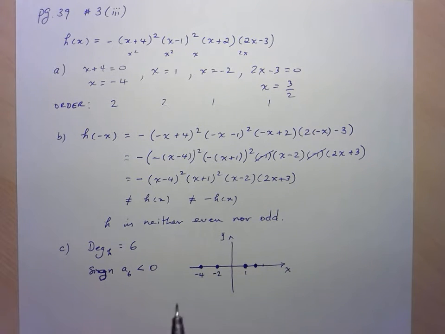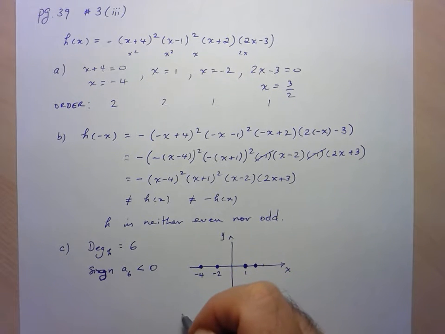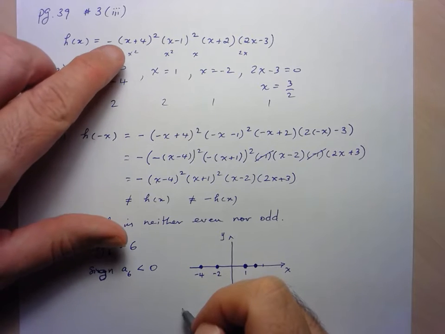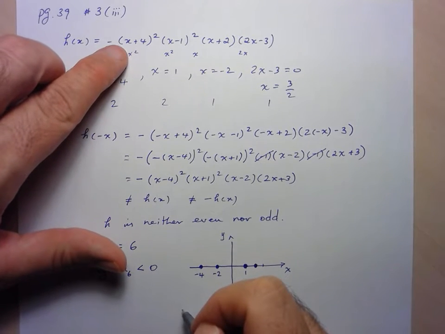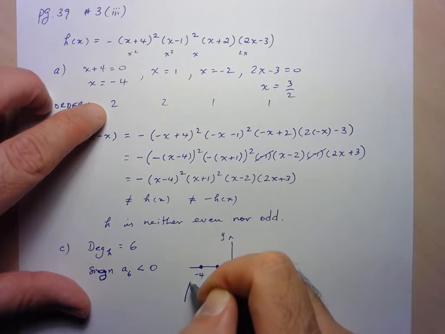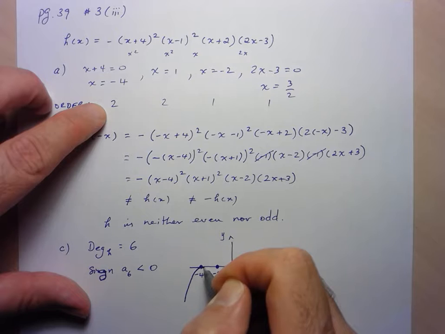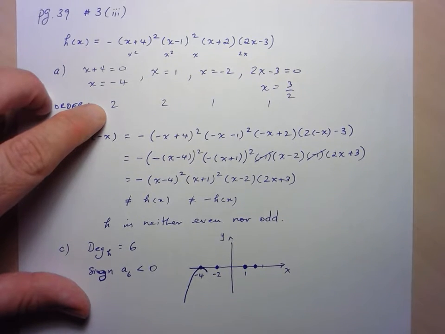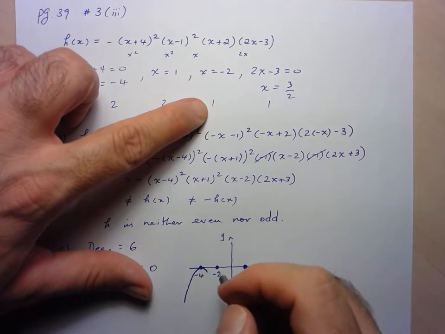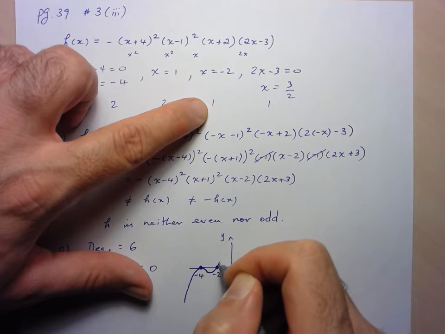Now remember, because the leading coefficient is negative, we're going to start off at negative infinity and start going up. So at -4, we see that our 0 is of order 2. So I know that it's going to come up and look like a parabola near that 0. Let's draw that. Then at -2, the order is 1, so I know that it's just going to go straight through.